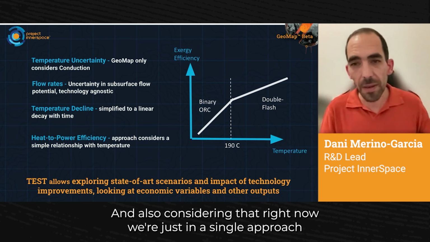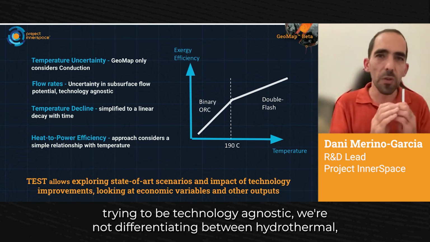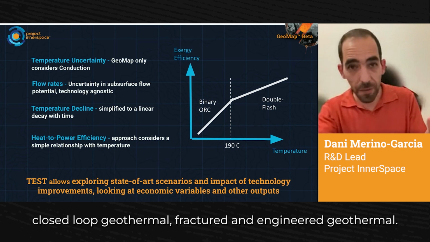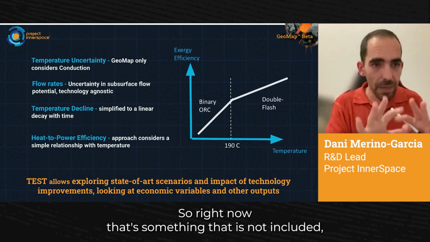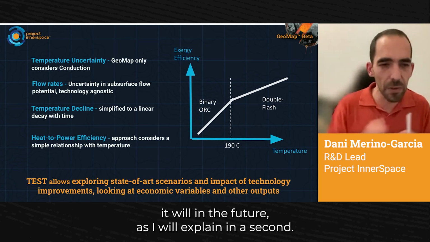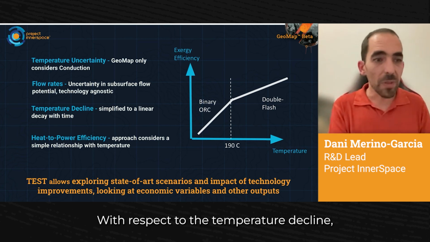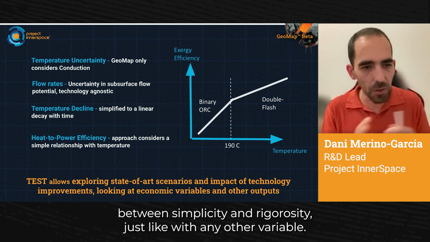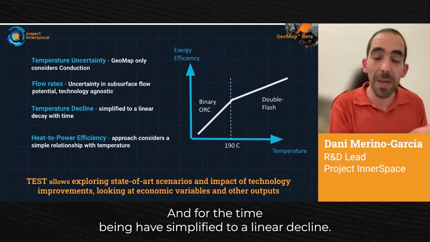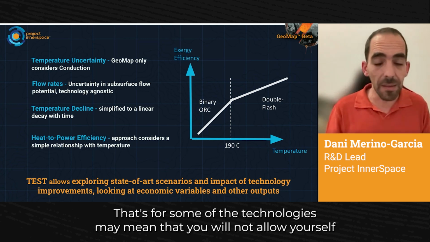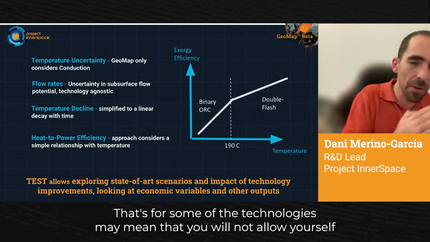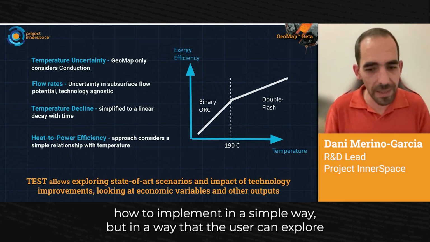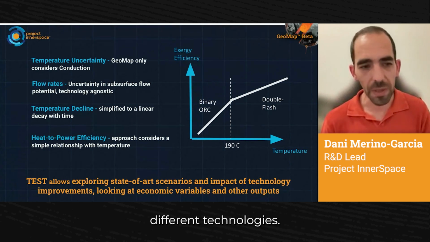And also, considering that right now we're just in a single approach, trying to be technology agnostic, we're not differentiating between hydrothermal, closed loop geothermal, and fractured and engineered geothermal. So right now that's something that is not included. It will be in the future, as I will explain in a second. With respect to the temperature decline, again, we were trying to strike that balance between simplicity and rigor, just like with any other variable. And for the time being, we have simplified to a linear decline. That, for some of the technologies, may mean that you will not allow yourself to go into the high flow rates. And this is, again, one parameter that we want to explore in the future, how to implement in a simple way, but in a way that the user can explore different technologies.